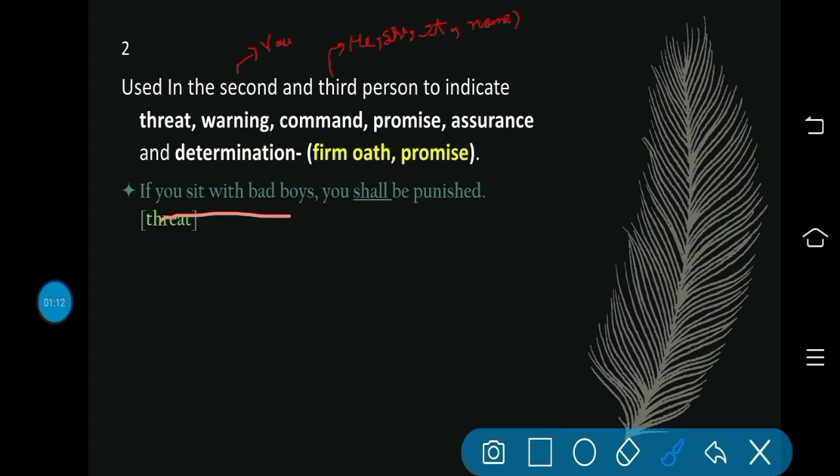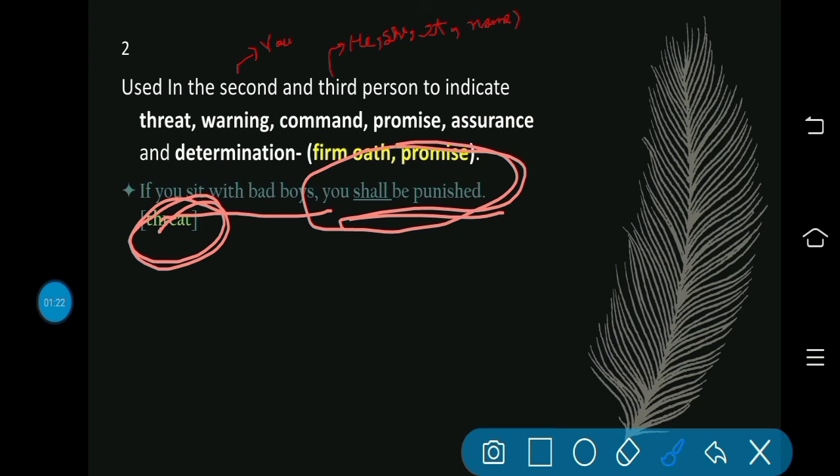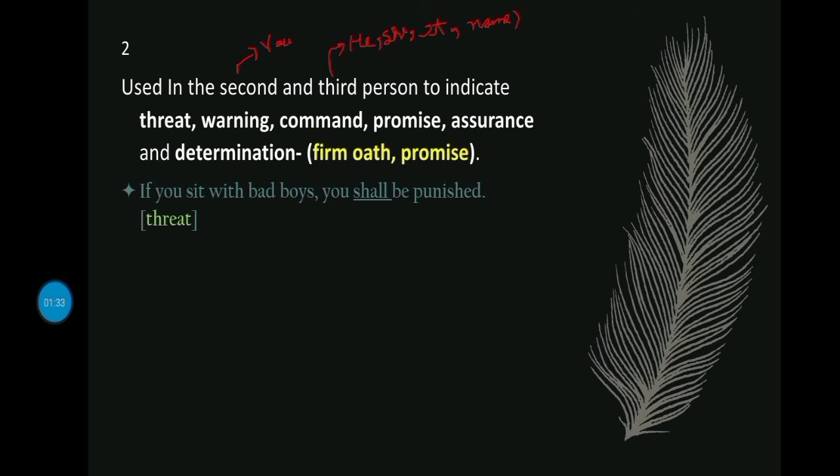If you sit with bad boys, you shall be punished. Here we are given a threat. We are given a warning that if you sit with bad boys, then you shall be punished. So here we are given a warning: don't, or you are likely to be punished.